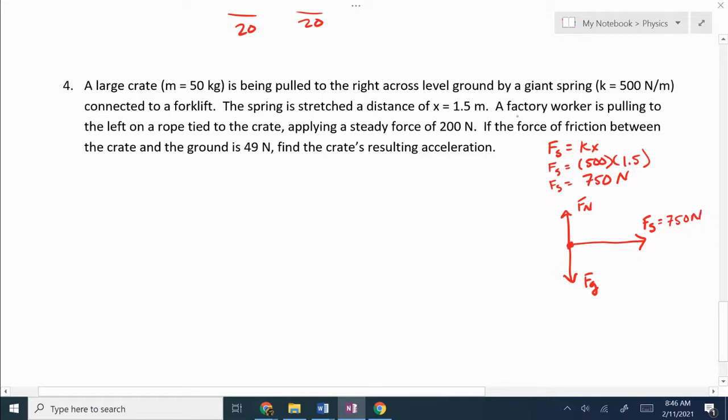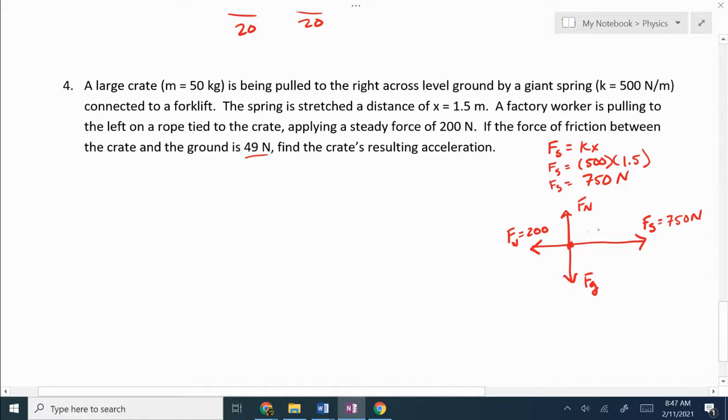Okay, continuing on. A factory worker is pulling to the left on a rope tied to the crate, applying a steady force of 200 newtons. So they're pulling that way. That's the factory worker. I'm just going to label it as W for the worker. That's 200 newtons. So we got a 750 newton force to the right. We have a 200 newton force to the left. And then it says there's also friction, which is equal to 49 newtons.